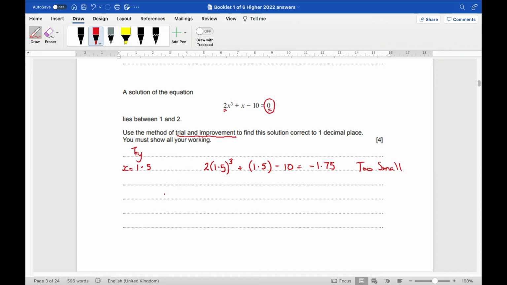Because it's too small, we're going to try something a bit bigger. I'm going to take a bit of a jump up to 1.7. I'm going to miss out 1.6. I'll come back to it if I need to. Again, look at the way I write this out. Every number in brackets.